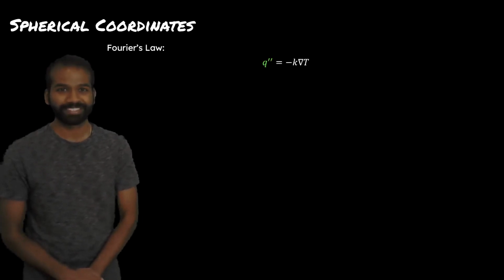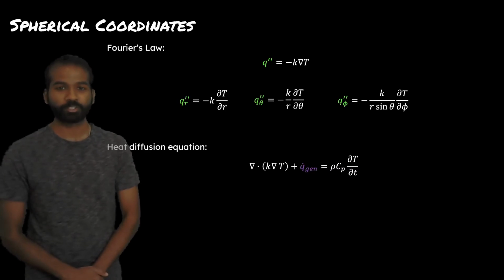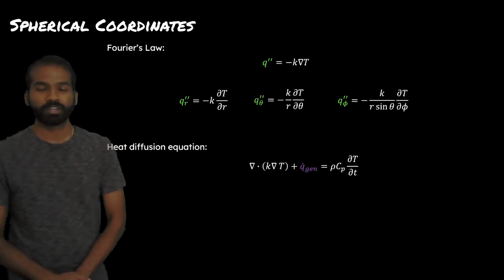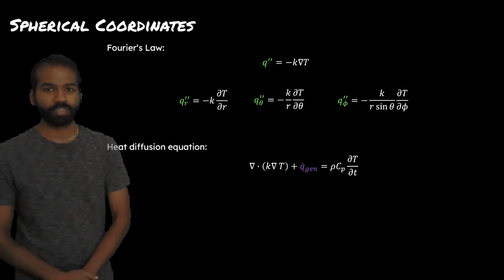We can do the exact same thing for spherical coordinates. Start with Fourier's law, the general statement, go to this Wikipedia page, and thereby transform this into q_r double prime, q theta double prime, and q phi double prime.